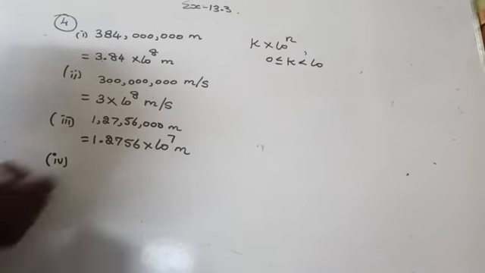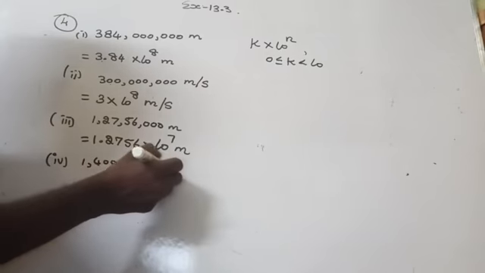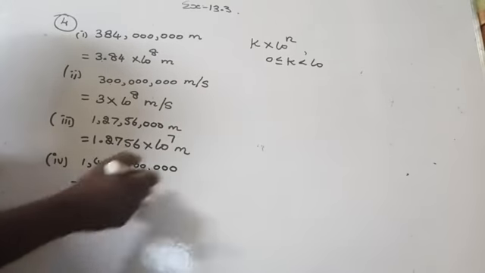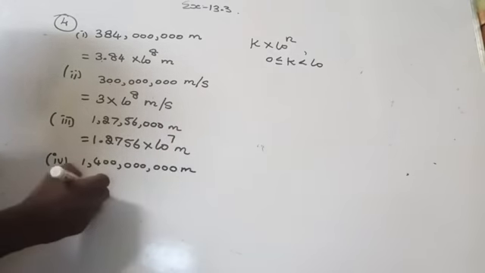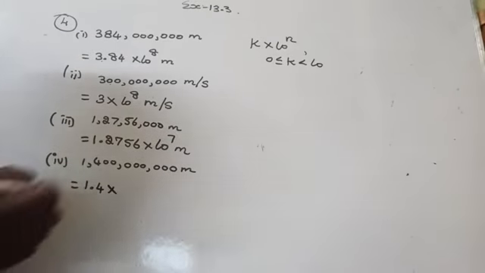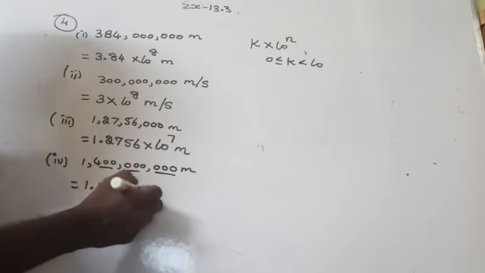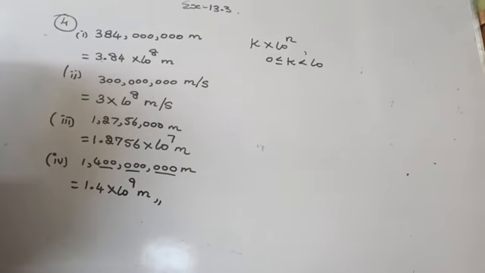Come to the fourth one now. The diameter of the sun is given in meters. So 1.4 into, so after 1, how many digits are there? 3 here, 3 plus 3, 6 plus 3, 9. So 10 to the power 9 meter. So 1.4 into 10 to the power 9 meter. Are you getting there? Yes.